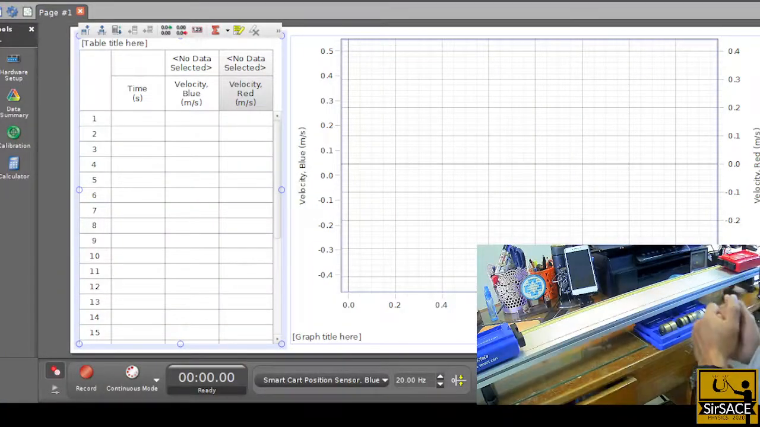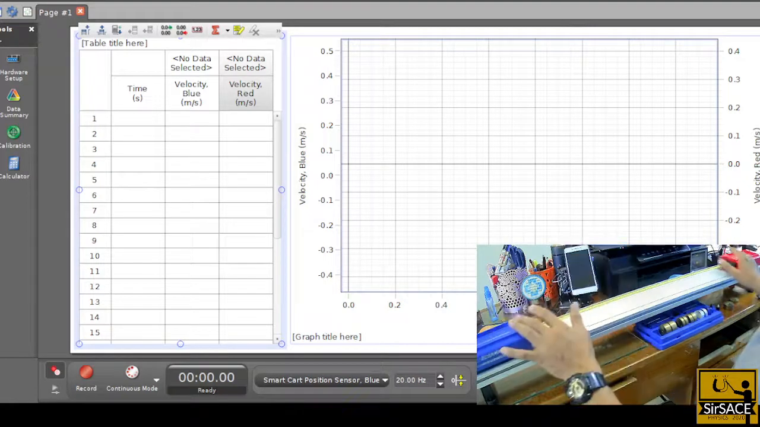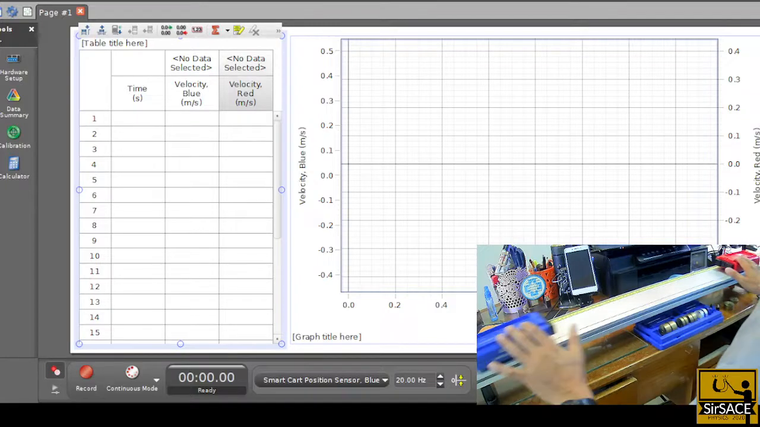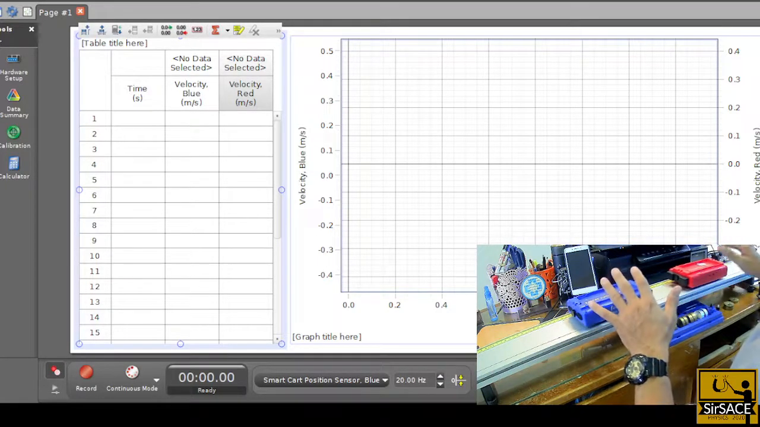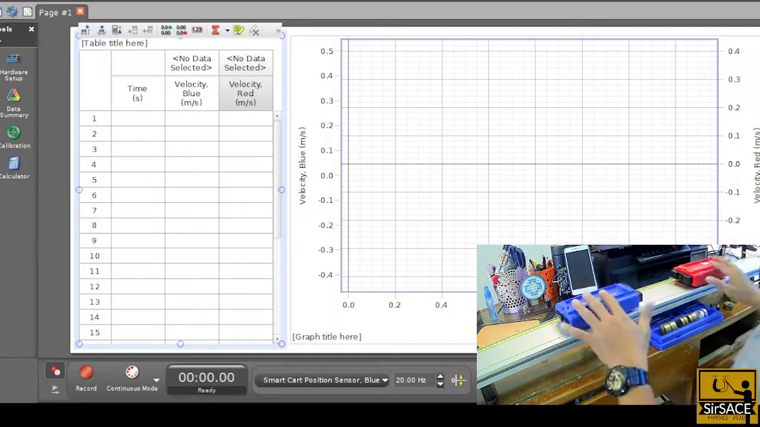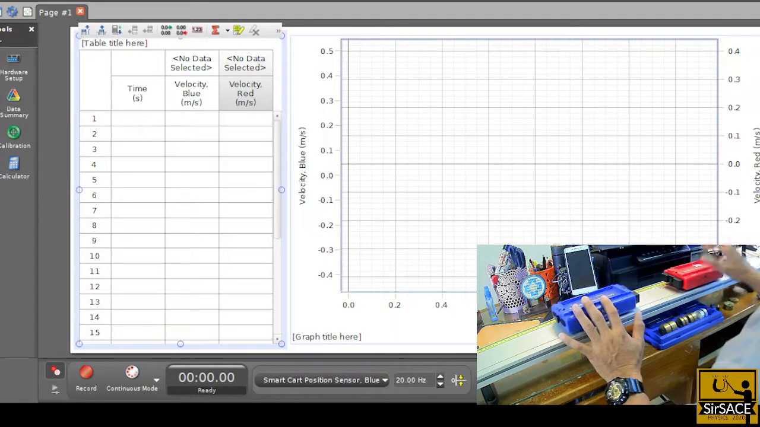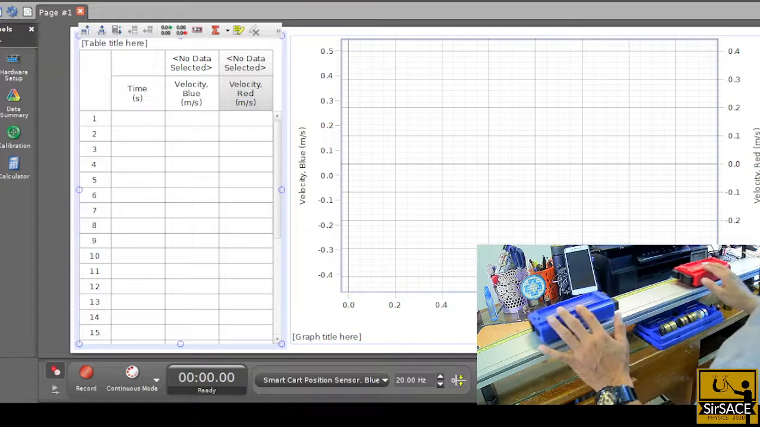Okay, so let us now perform the experiment. Be careful in gathering the data. In our first trial, we will add 0, so we will not add a load, which means that the blue is again 0.24 kilogram, and this is 0.25 because this is 250 grams.